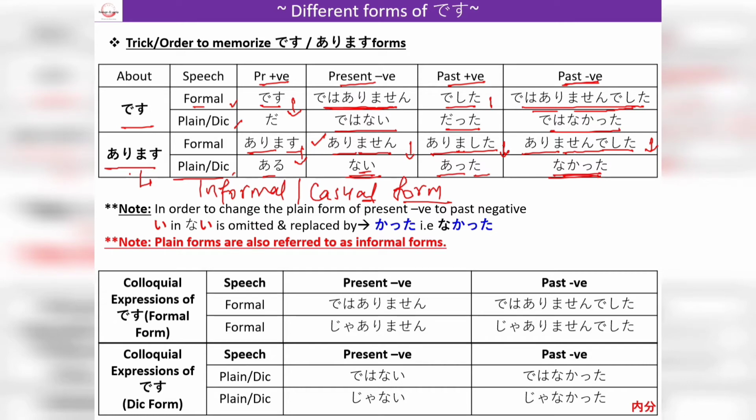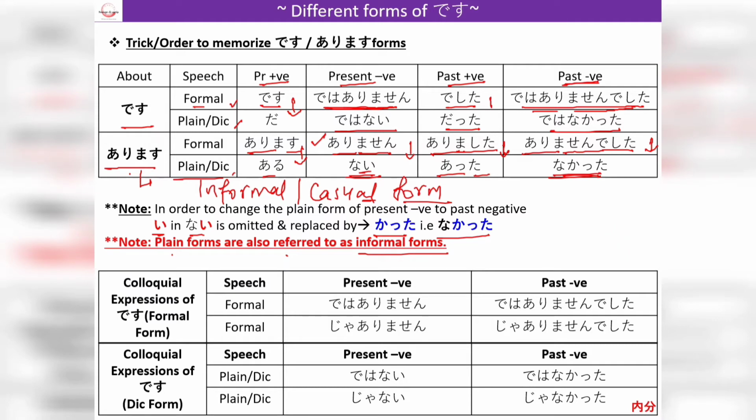And for any kind of verb, to make it into past negative of dictionary form, we will remove the i from nai and replace it with katta, so it will become nakatta. And as I mentioned earlier, plain forms are also referred to as informal forms.